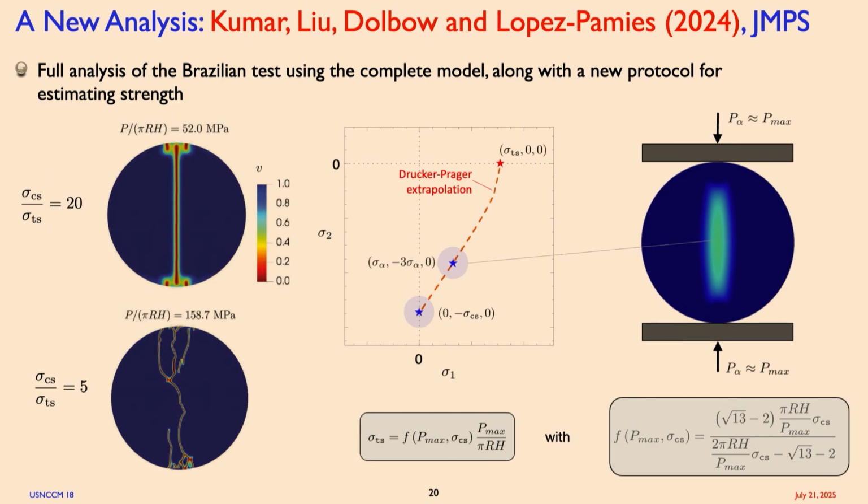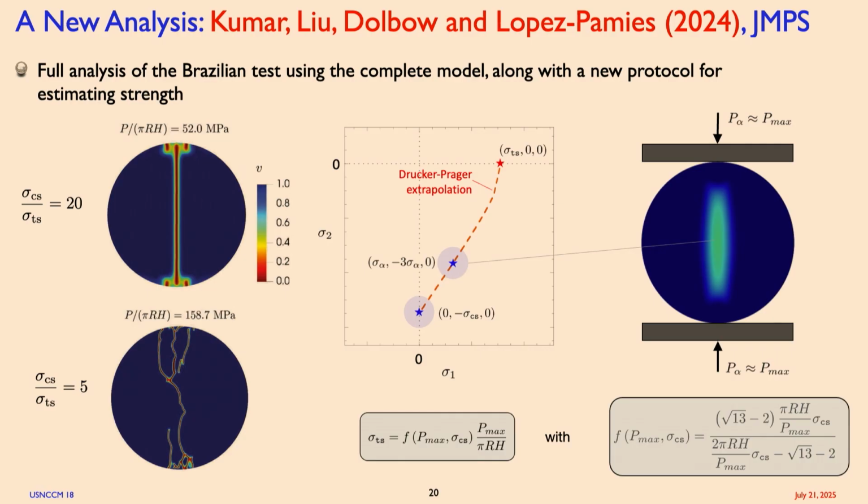So what's going on here? Well, with the complete model, because we can adjust the ratio of compressive to tensile strengths in the model, we can ask what happens for materials that are relatively weak in tension or relatively strong in tension. So here's two different simulations. This would be for concrete, where that ratio is about 20 to 1. There you see nucleation in the middle and it propagates toward the boundary.